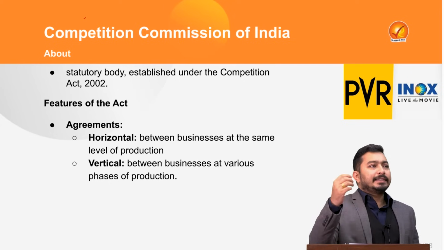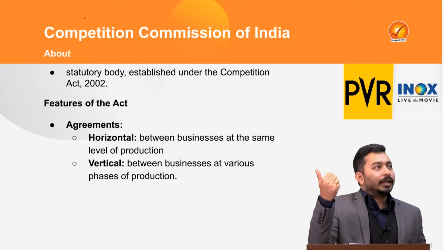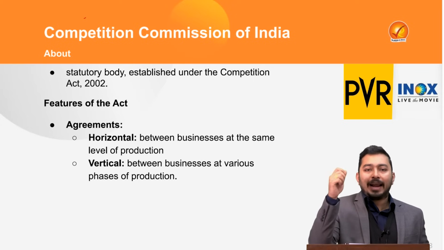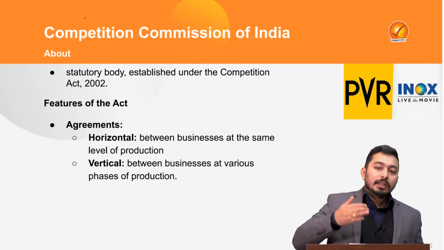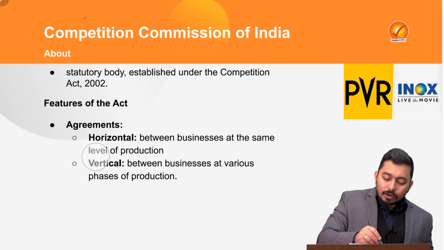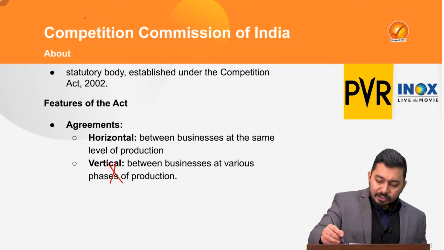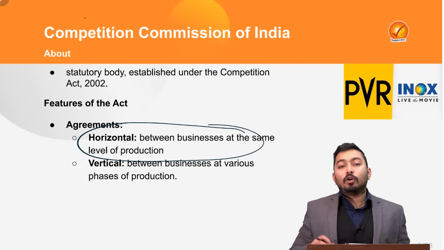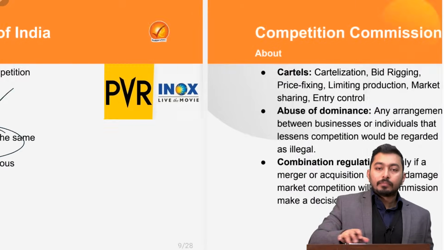Vertical agreement is, let's say I am Eicher Motors and I am manufacturing my Royal Enfield. And I tie up with, let's say, Studds for helmets. I tie up with Woodland for boots. So this is called a vertical arrangement. Vertical arrangements, on the face of it, are competitive, but horizontal agreements, on the face of it, look anti-competitive. That means these kinds of agreements are to be checked by CCI.